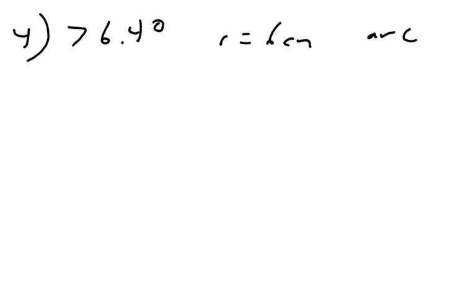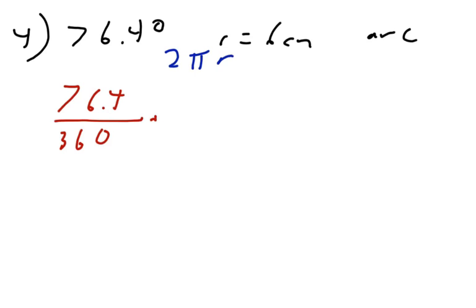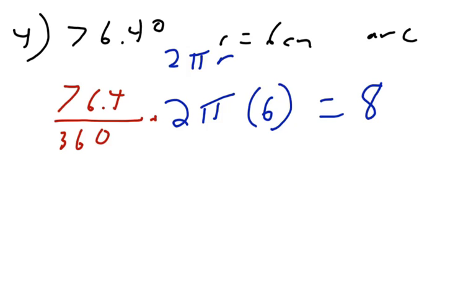For problem number 4, we're given 76.4 degrees. And I'm still going to divide that out of 360. But this time we are doing this with the arc length, which means 2 pi r is the circumference of the circle. So we're going to multiply this by 2 times pi times 6. And that turns out to be 8.00, so we're just going to leave that rounded off to 8.